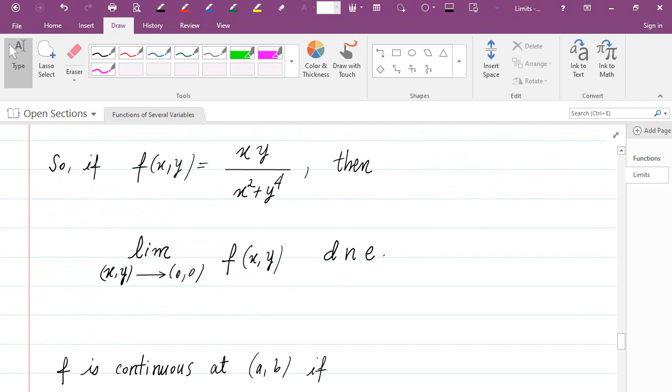Okay, so I hope this example has explained that the limit of a function of two variables is a bit more complicated than the limit of a function of one variable.